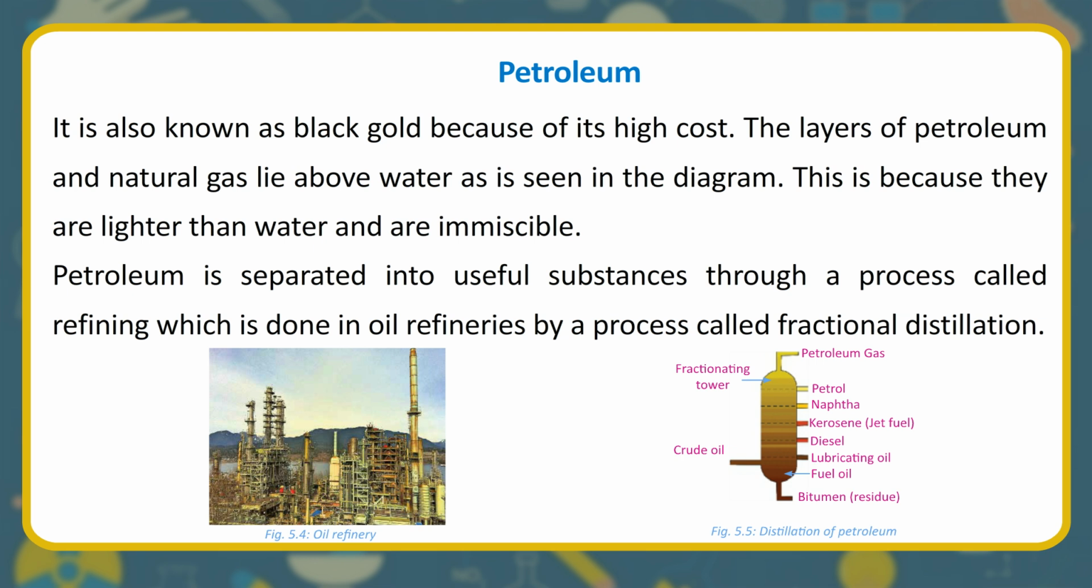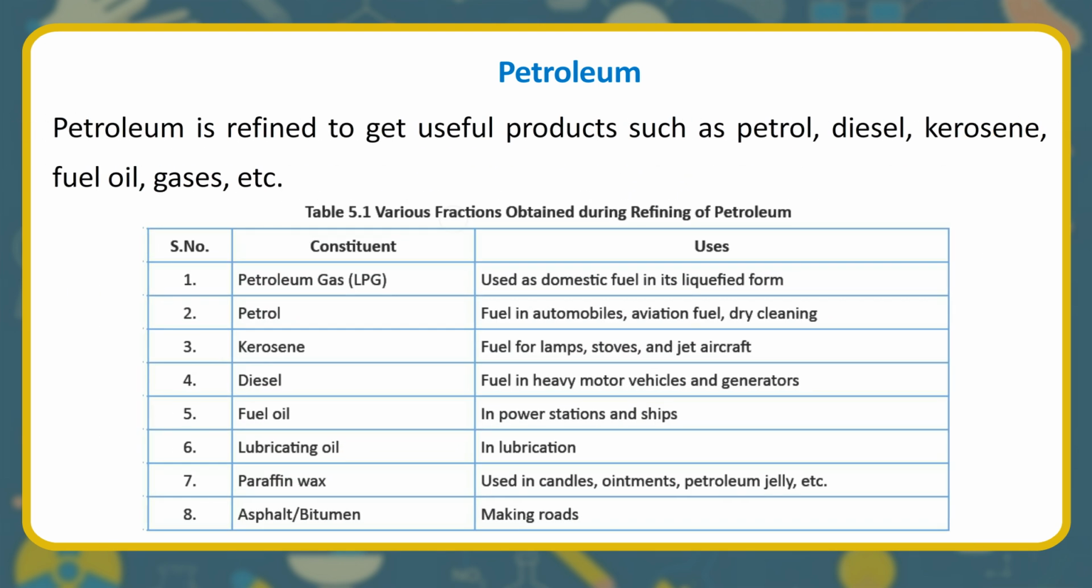Petroleum is separated into useful substances through a process called refining, which is done in oil refineries by a process called fractional distillation. Oil refinery. Distillation of petroleum. Petroleum gas. Fractionating tower. Petrol. Naphtha. Kerosene, jet fuel. Diesel. Crude oil. Fuel oil. Bitumen, residue. Petroleum is refined to get useful products such as petrol, diesel, kerosene, fuel oil, gases, etc.